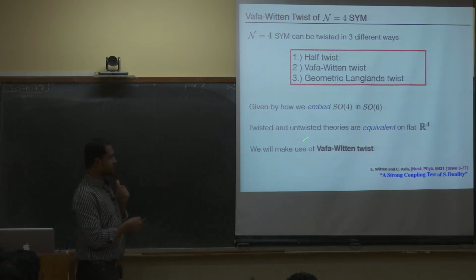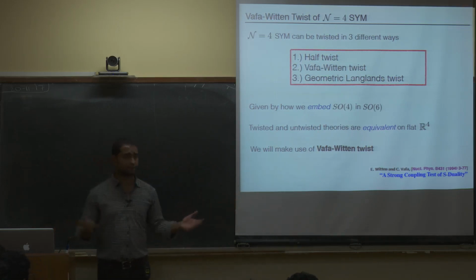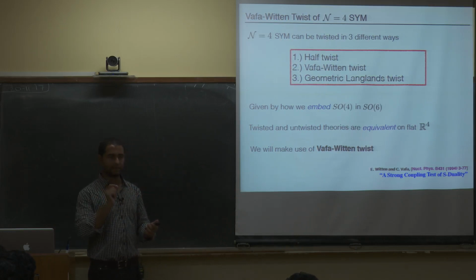Twisted and untwisted theories are equivalent when there is no curvature, on flat R4. The question is what happens when there is curvature. If you put this on a curved manifold, only scalar supersymmetry is preserved, okay? The others deviate away.